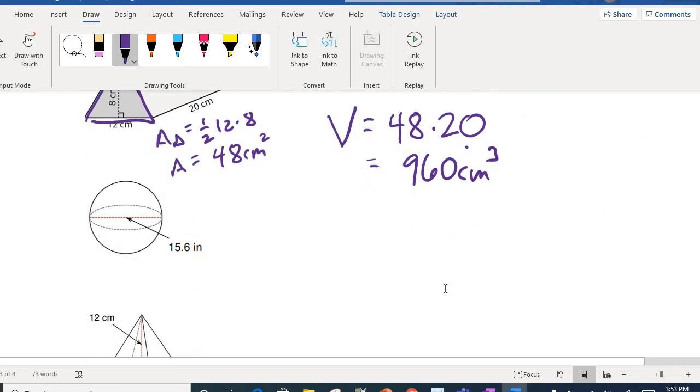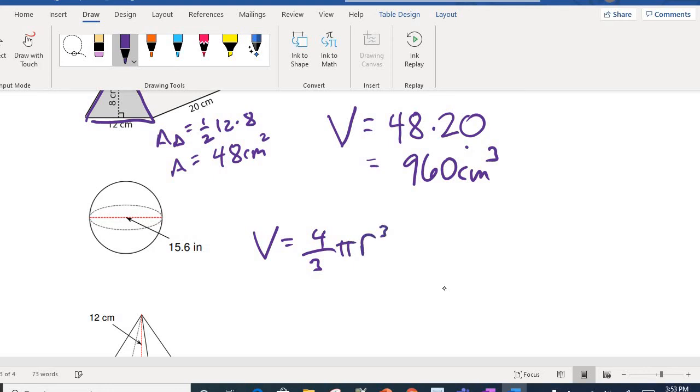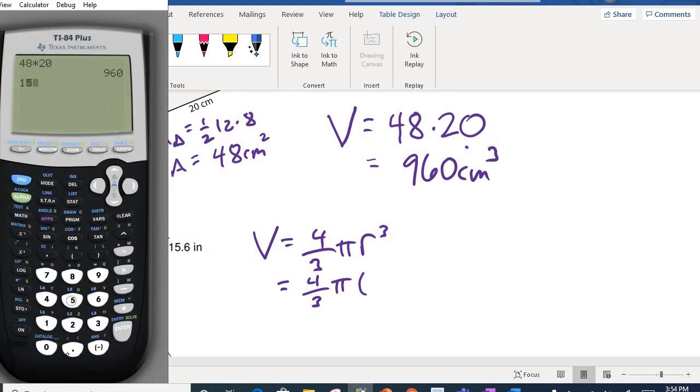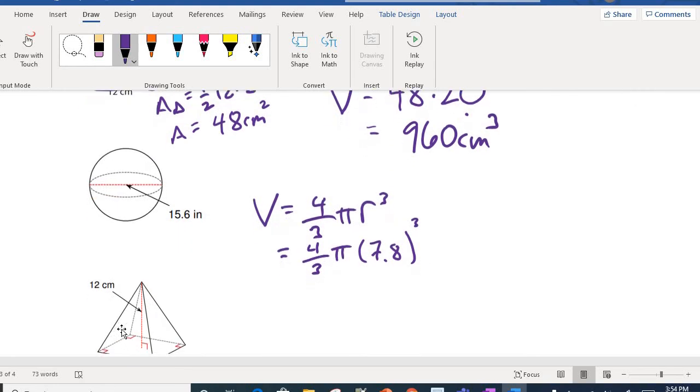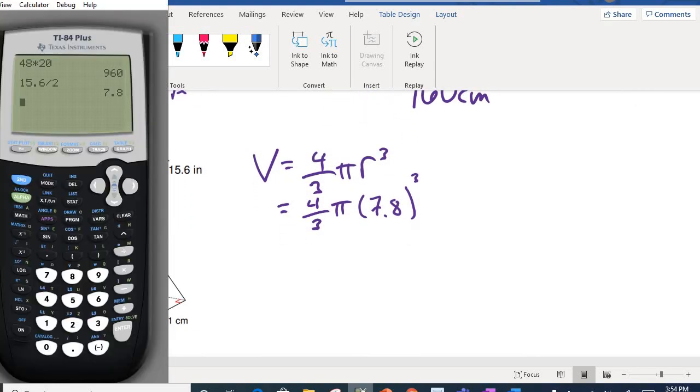All right, the sphere. We saw the other day that the volume of the sphere is 4/3 pi r cubed. So it's going to be 4/3 pi, and our radius is going to be, now I'm interpreting this 15.6 as representing the diameter. So just remember, please, that the radius is going to be half of that. So it should be 7.8, and we're going to cube that. This question did say round to the nearest tenth.